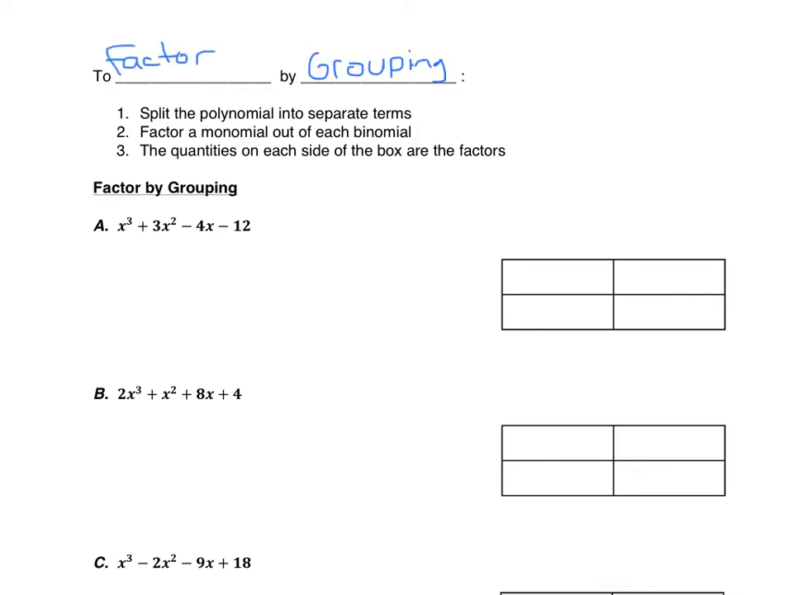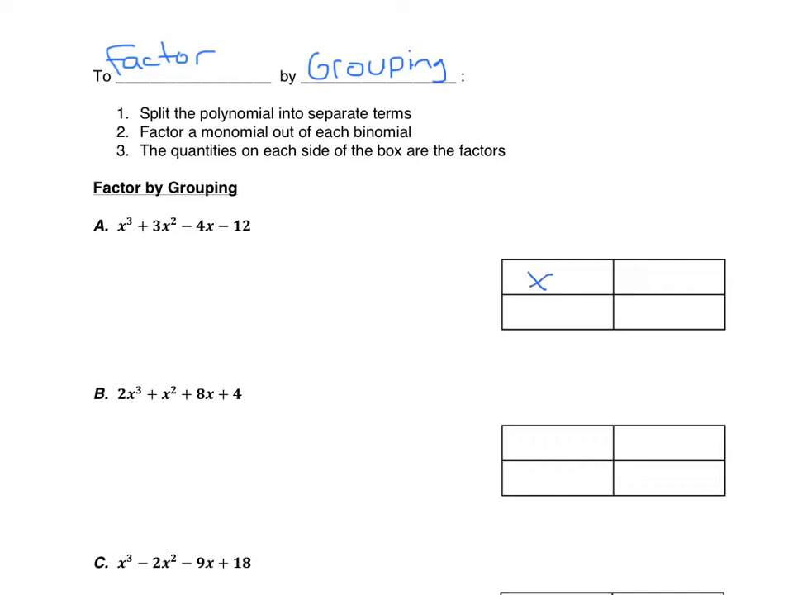In this tutorial, we will talk about factor by grouping. To factor by grouping, we're going to split the polynomial into separate terms inside the box. We're going to factor out a monomial from each binomial, each row and each column. And then the quantities on the side of the box are the actual factors. So let's go ahead and fill in our box.